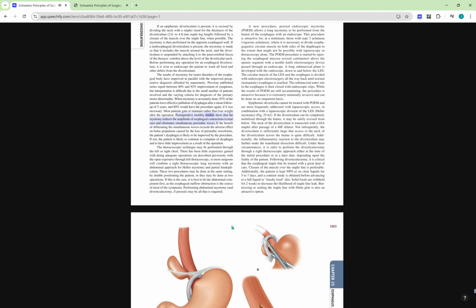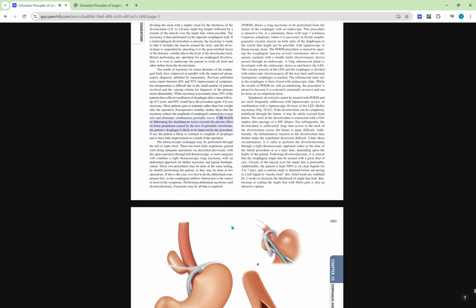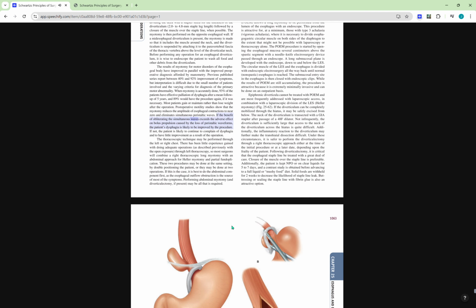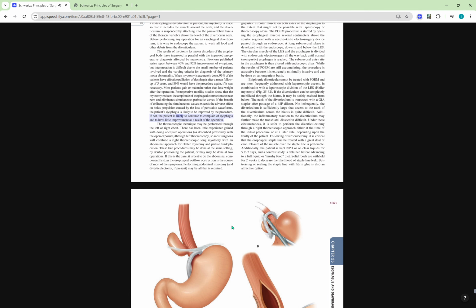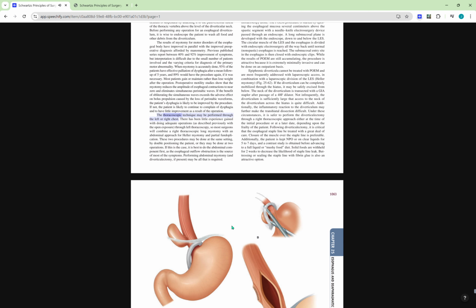Postoperative motility studies show that the myotomy reduces the amplitude of esophageal contractions to near zero and eliminates simultaneous peristaltic waves. If the benefit of obliterating the simultaneous waves exceeds the adverse effect on bolus propulsion caused by the loss of peristaltic waveforms, the patient's dysphagia is likely to be improved by the procedure. If not, the patient is likely to continue to complain of dysphagia and to have little improvement as a result of the operation. The thoracoscopic technique may be performed through the left or right chest.